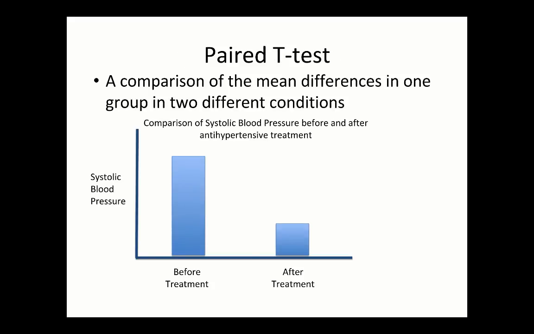Let's look at an example of a pair t-test. Recall that a pair t-test is a comparison of the average differences of one group in two different conditions. Let's look at an example. Suppose we wanted to compare the average systolic blood pressure before and after antihypertensive treatment. In this example, what would be our research question?